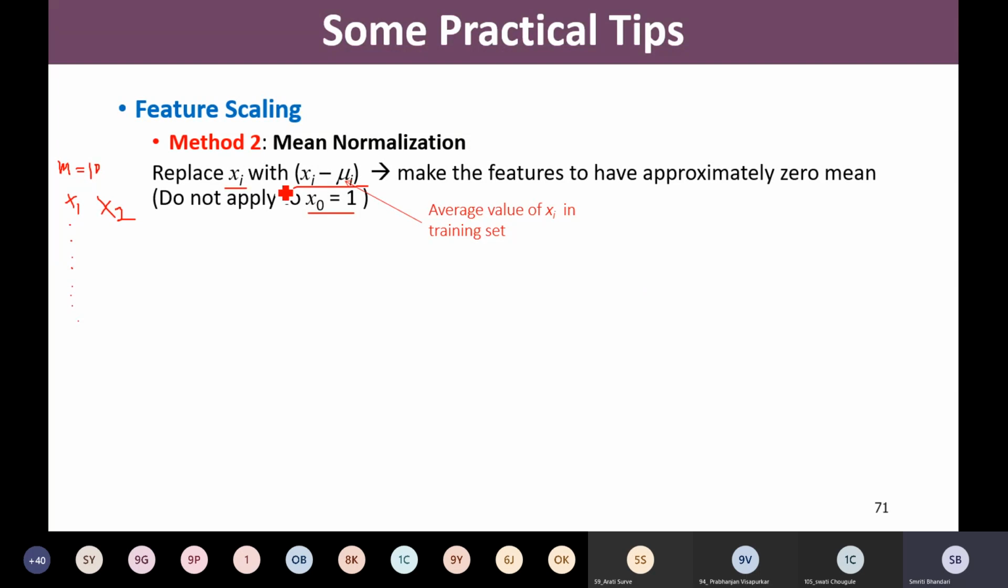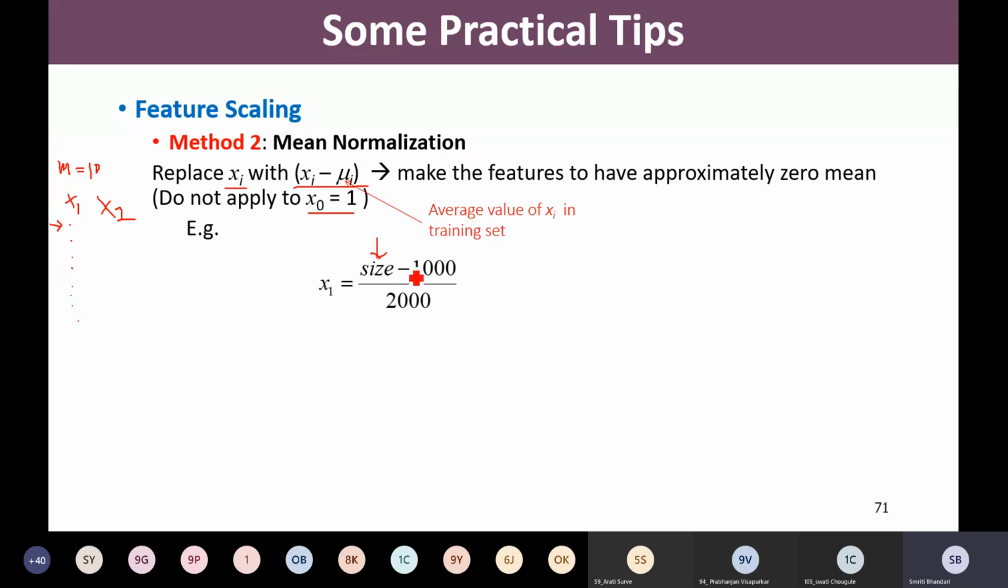But for the rest of the features, we may replace the respective feature values with the feature value minus the average of that feature in the training set. Let us see one example. Suppose x1 is the feature, and that feature denotes the size of the house. Let us assume m equal to 1 here, and my first example has some x1 value.